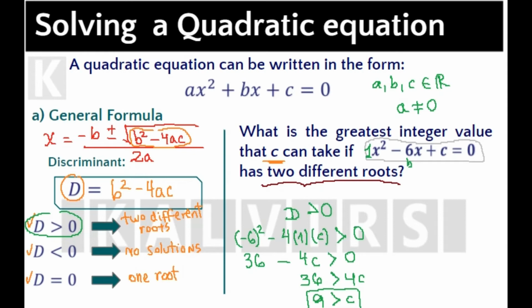So, c is a number that is less than 9, and c is an integer. So, what is the greatest integer value less than 9? Of course, it must be 8. 8 is the greatest integer less than 9. So, if c is 8, then this equation is going to have two different roots.